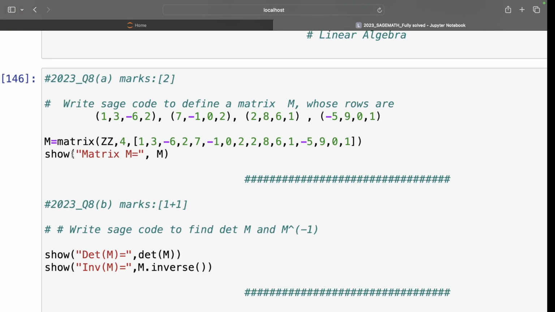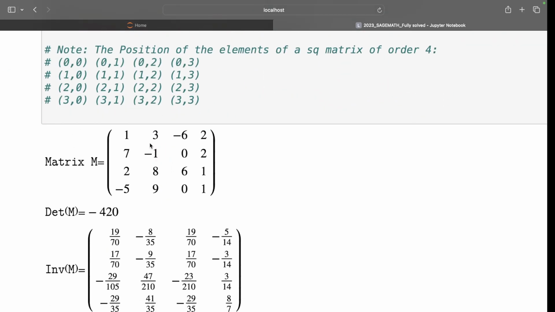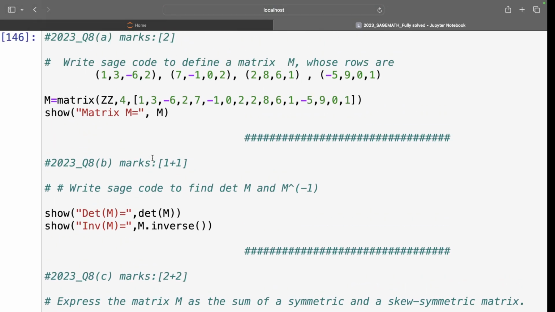So this is M equal to matrix ZZ. ZZ is the domain of this matrix and this is the field of the matrix. This is actually ZZ, the set of integers. This is the order of the matrix, 4, and third brackets, this 1, 3, minus 6, 2, 7, minus 1, 0, 2, 2, 8, 6, 1, minus 5, 9, 0, 1. Third bracket close, first bracket close. So matrix M equal to M. Output is this. Matrix M equal to this. Output is this.